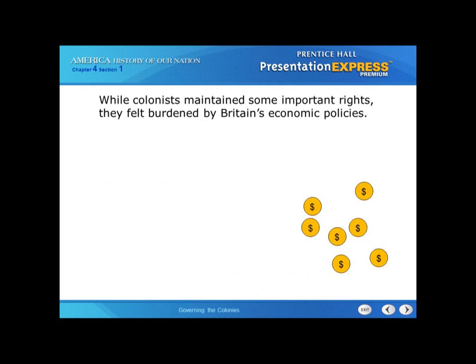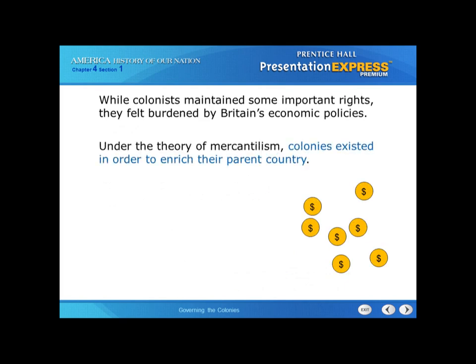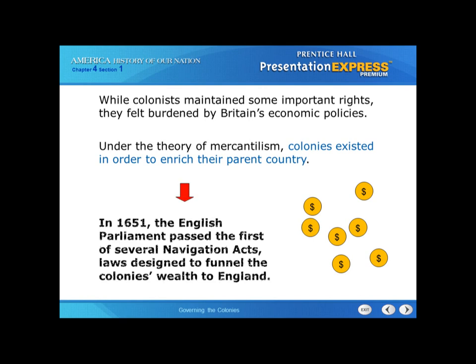While the colonists maintained some important rights, they felt burdened by Britain's economic policies. Under the theory of mercantilism, colonies existed in order to enrich their parent country. That was the same whether it was a Spanish colony or French. That was mercantilism. In 1651, the English Parliament passed the first of several navigation acts designed to funnel the colonists' wealth to England.